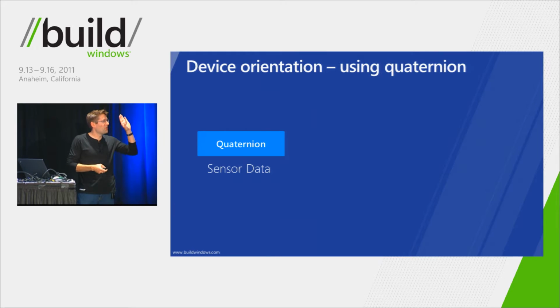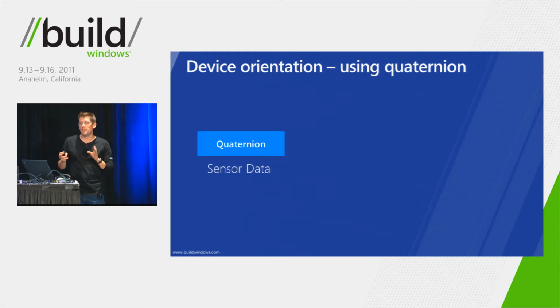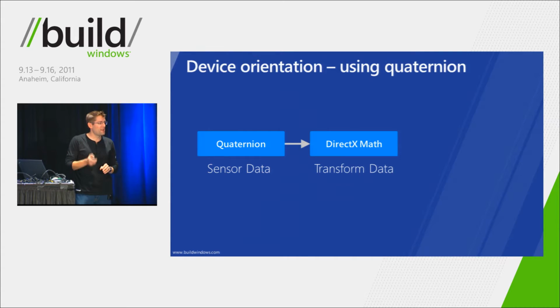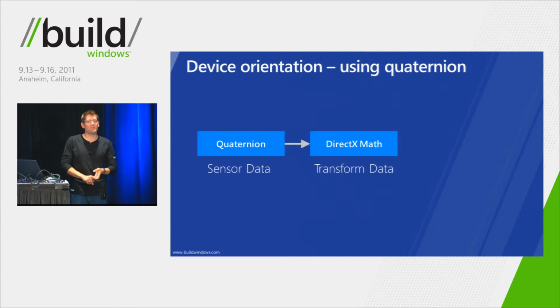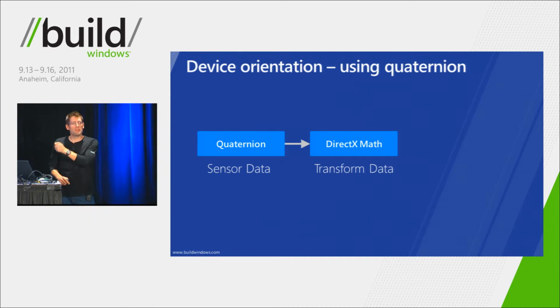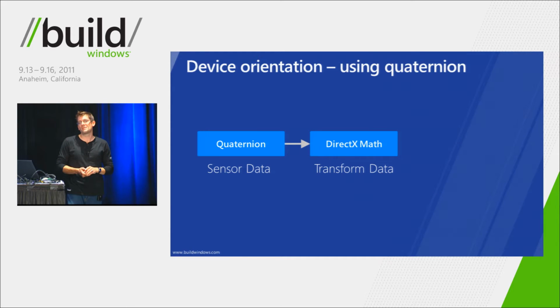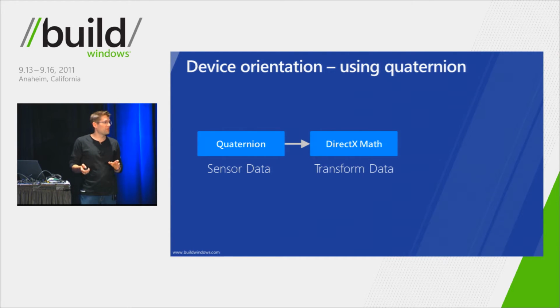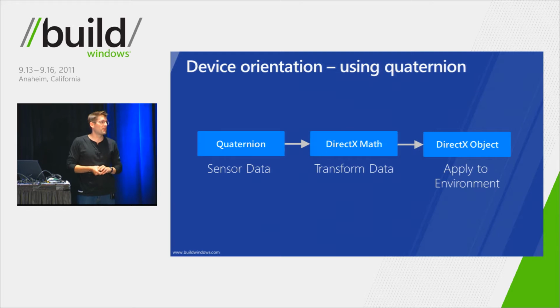So we start with the Windows runtime. The Windows runtime gives us our quaternion data via the device orientation sensor. We can then feed this quaternion data directly into DirectX Math APIs, right? So there's an X, Y, Z, W value. These are parameters that DirectX Math supports natively. So essentially, we can take the data from here, put it over there. We can use SDK samples and reference documentation to understand the types of transformations that we want to work with in DirectX Math. And then we can apply it to our environment.